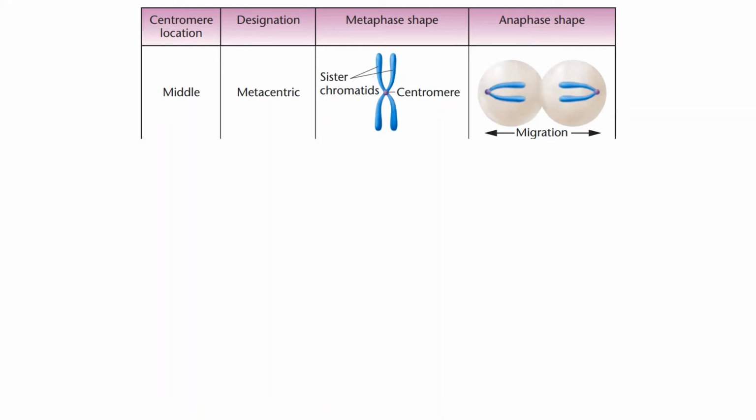And then during the anaphase stage of meiosis or mitosis, we can see here on the right how they would look like as the spindle fibers pull them towards opposite poles.